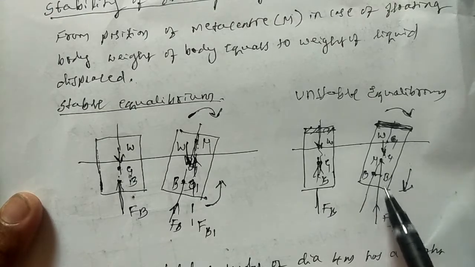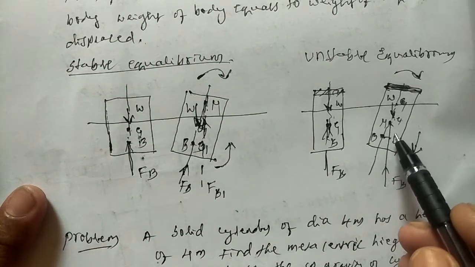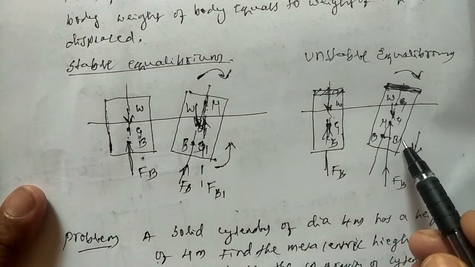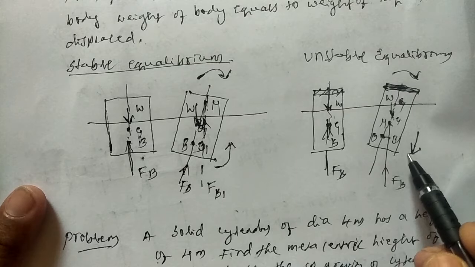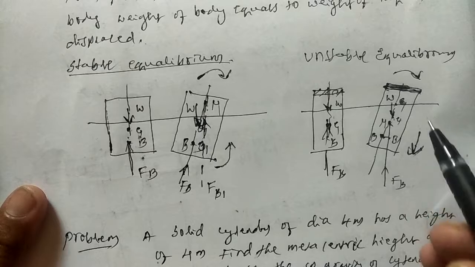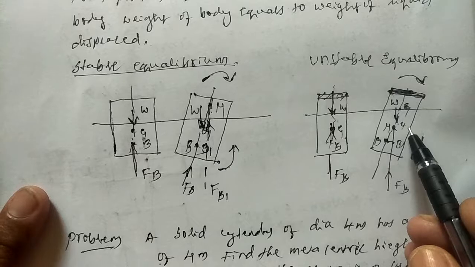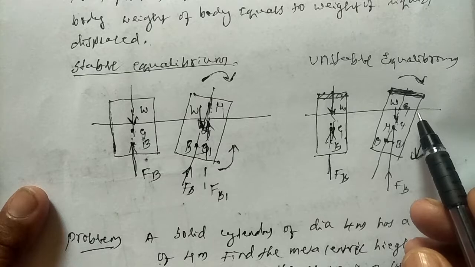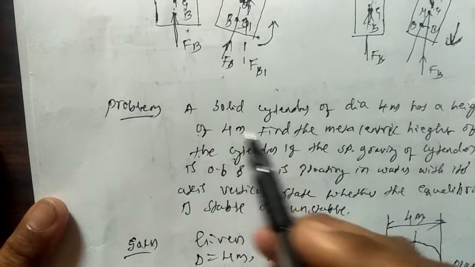Then what happens in the new position: the line of action of the buoyant force F and the weight through the center of gravity constitute together a disturbing couple which causes the body to rotate in the same clockwise direction. That is why overturning of the body occurs and it will not come back to the original position. This is called unstable equilibrium. So when the metacenter lies below the center of gravity, the body will be in unstable equilibrium. Let us go for one problem on this stable and unstable equilibrium of a body.